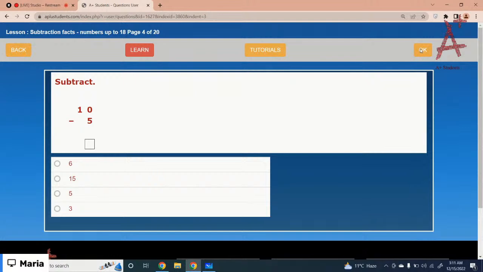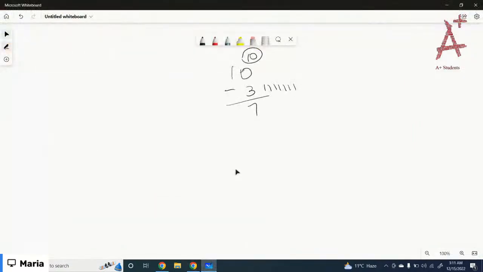Okay, the next one is 10 take away 5. So you always start from the ones digit. The ones digit is 0 take away 5. You cannot subtract 0 out of 5. Because 0 is a smaller number, you always subtract the smaller number out of the greater one. So you have to make the number greater than 5.